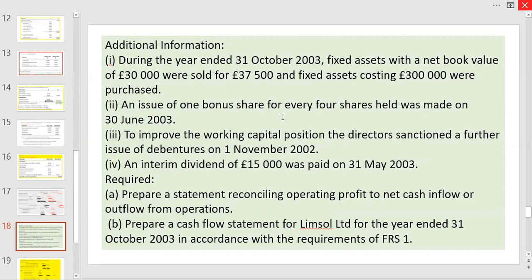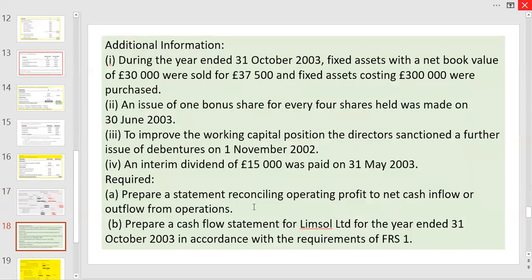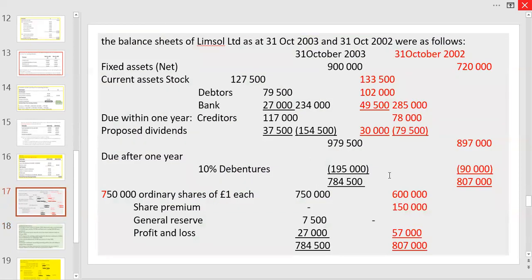Information number 2 is issue of bonus shares. That doesn't involve cash, therefore this is not shown anywhere, but it explains the difference in the share capital in the balance sheet. Share premium of 150 have been used for this purpose. Information 3 is speaking of an issue of debentures, but the amount is not given. But if you look at the balance sheet, the amount has moved to 195 from 90. Obviously, the issued amount is 105.